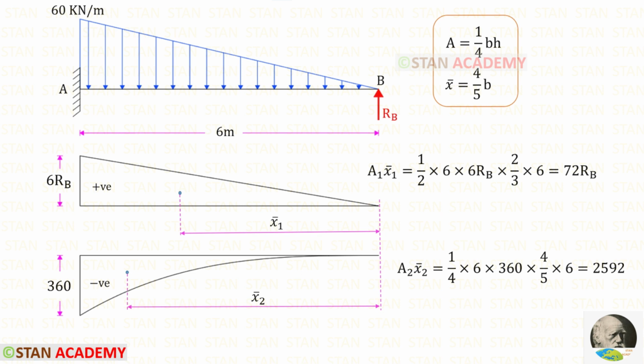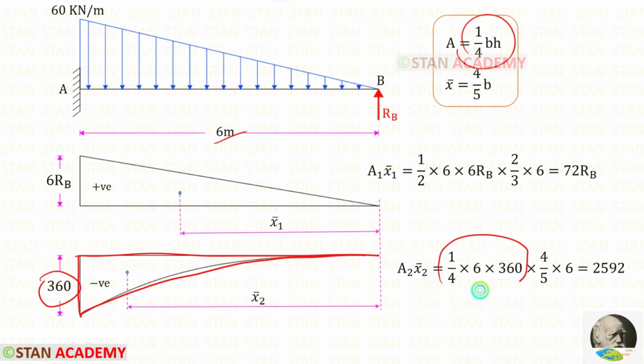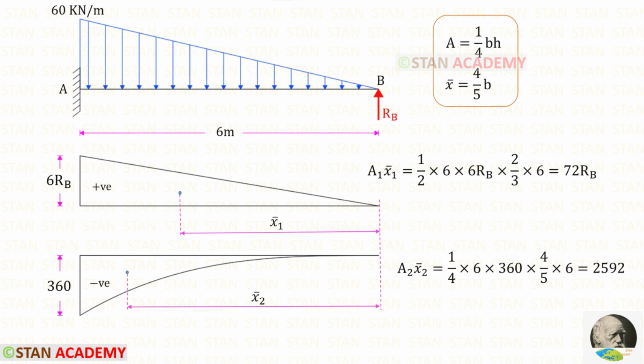Now let us find area 2 x2 bar. We know that it is a third degree parabola. The area formula is 1 upon 4 into BH. Here the breadth is 6 and the height is 360. So this is the area. Let us find x2 bar. For this parabola, the centroid distance about the right is 4 upon 5 into B. Here the breadth is 6. So it is 4 upon 5 into 6. For area 2 x2 bar, we will get 2592.